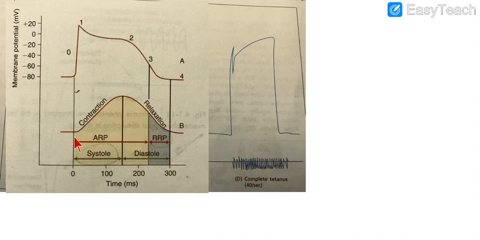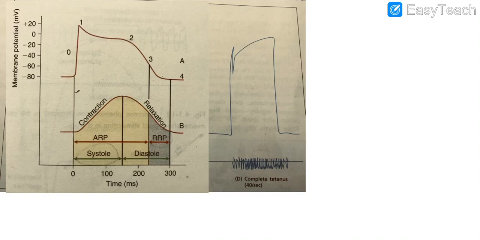So this is the absolute refractory period, from the starting of phase 0 to the midway of phase 3. And from the lower part of phase 3 till phase 4, that is the relative refractory period. So if we provide the second stimulus during any phase, whether it is the contraction phase or the relaxation phase, there won't be any additive effect because it falls in the refractory period. So your answer should be no, we cannot tetanize a cardiac muscle.